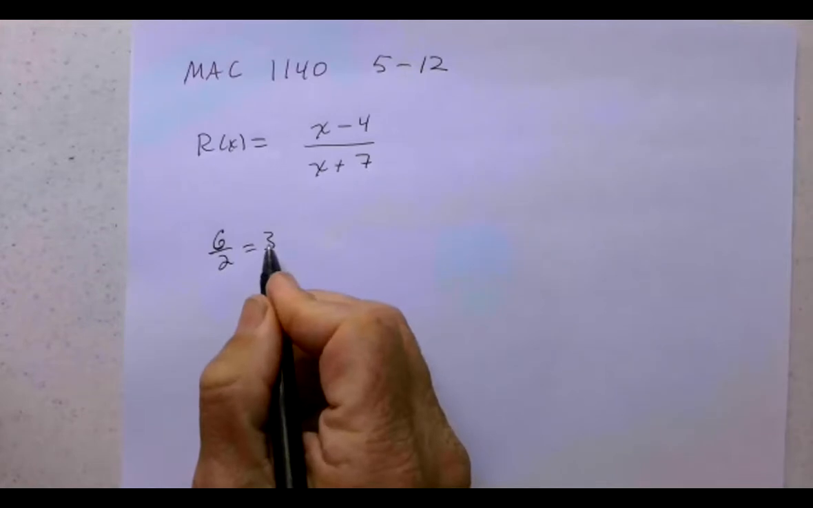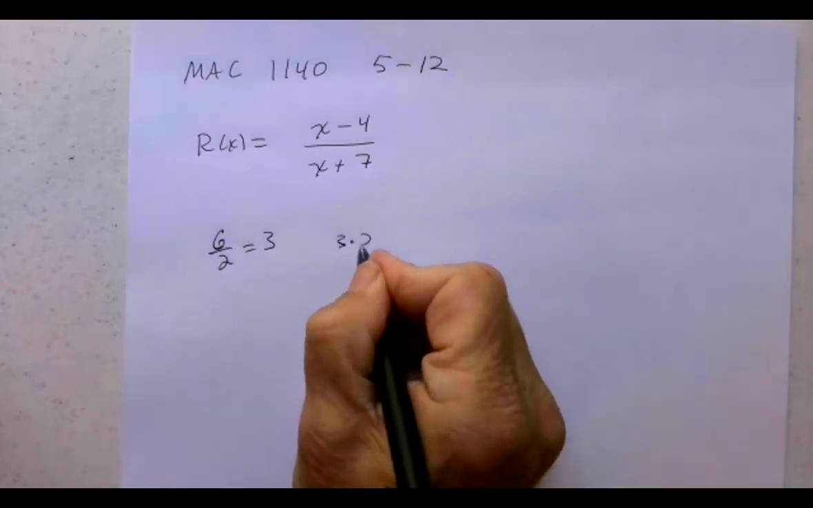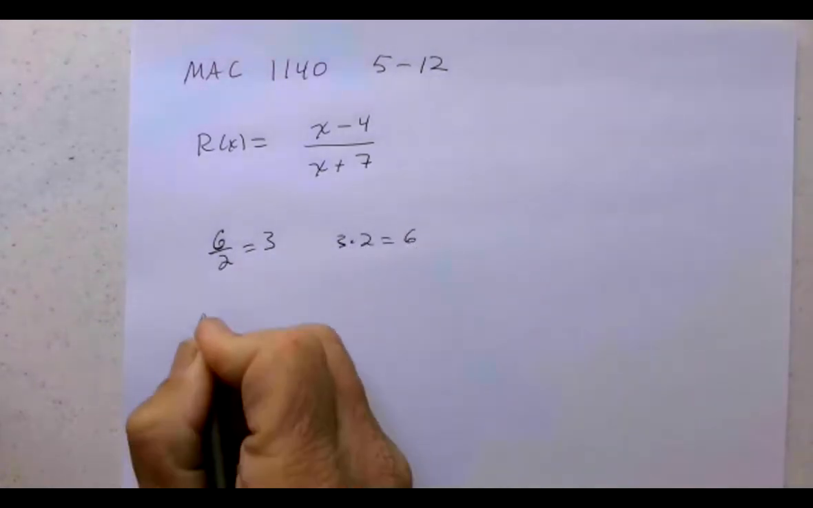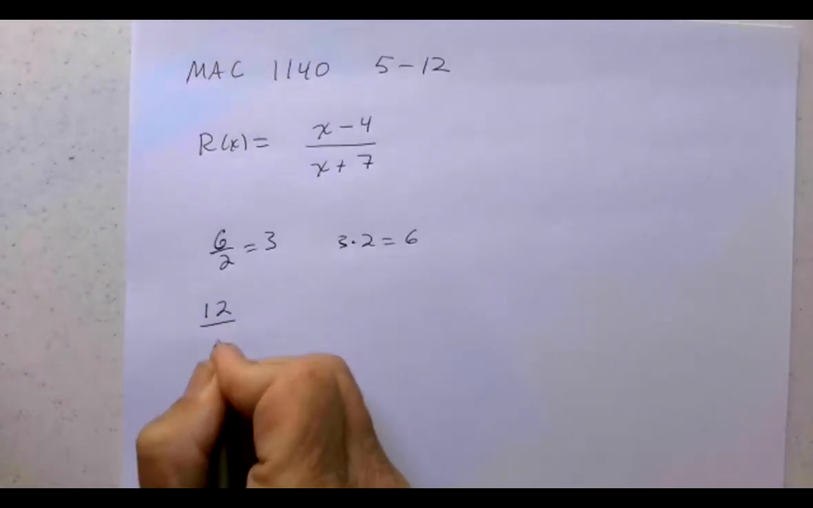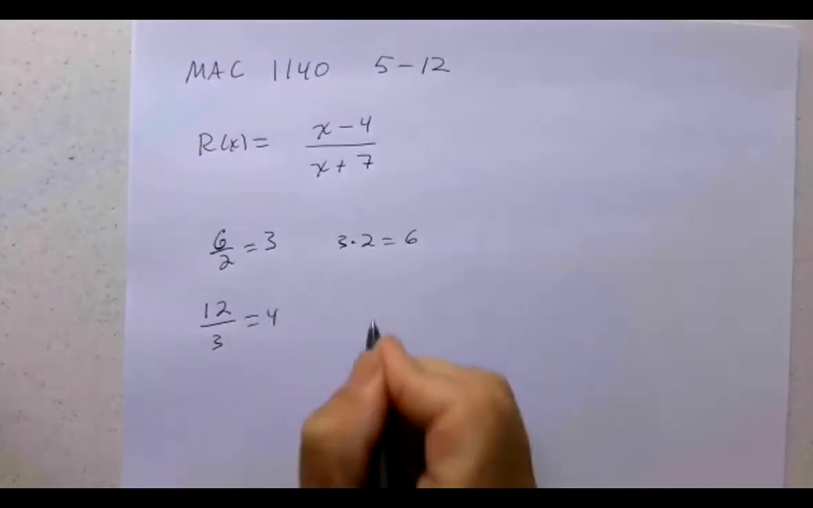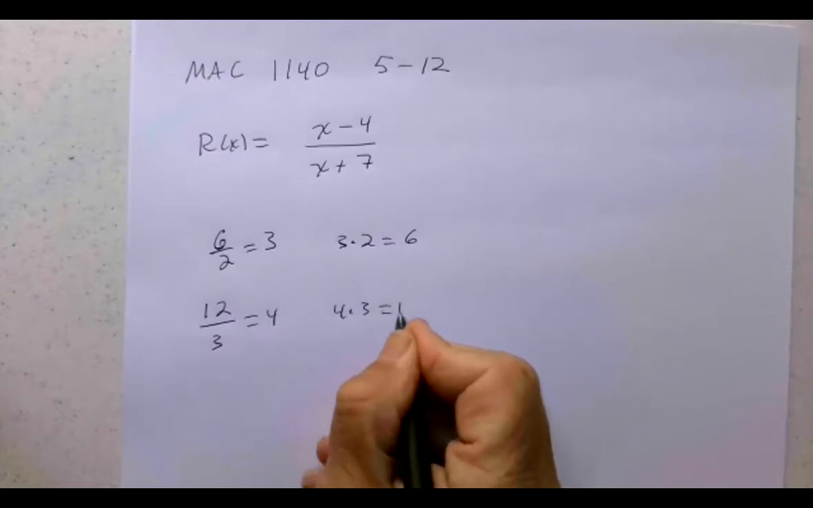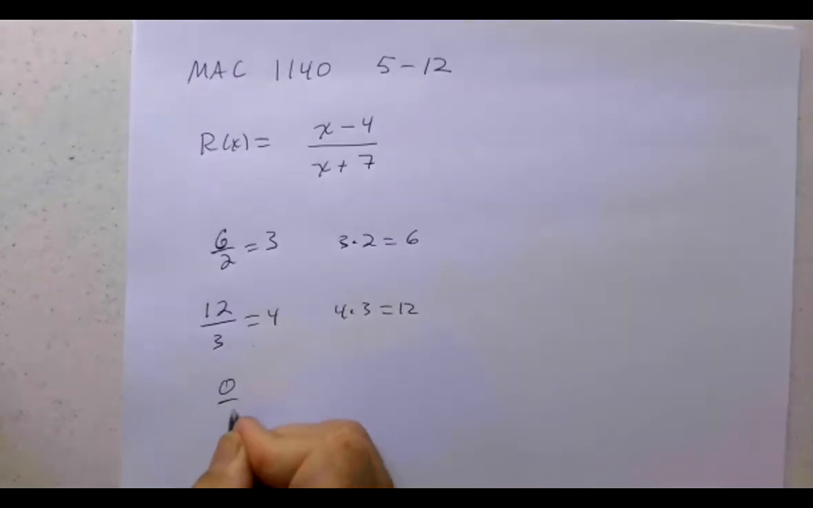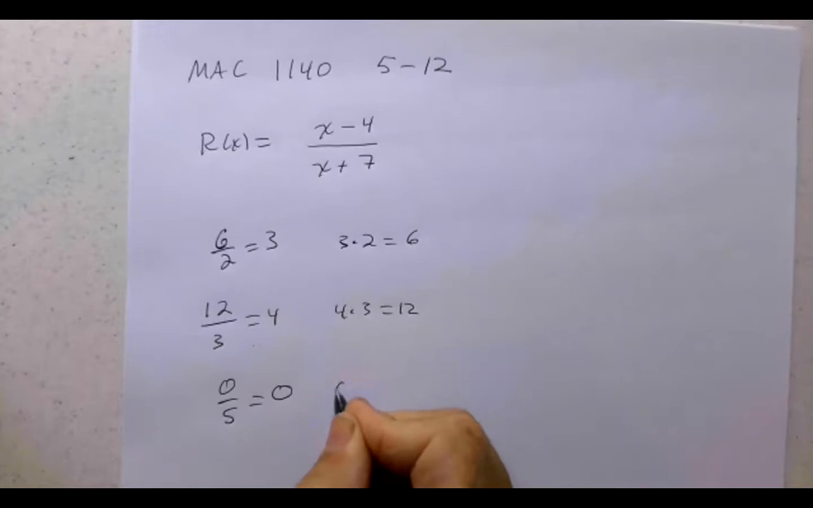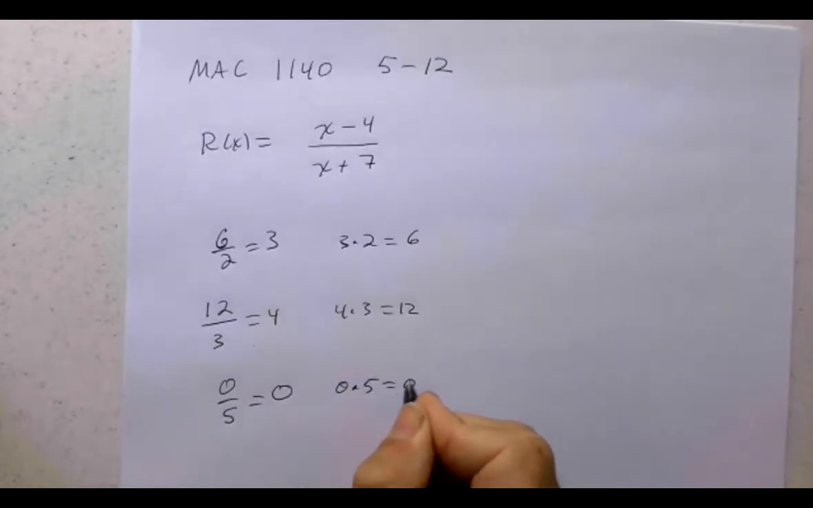6 divided by 2 is 3 because 3 times 2 is 6. Right? 12 divided by 3 is 4 because 4 times 3 is 12. 0 divided by 5 is 0 because 0 times 5 is 0.